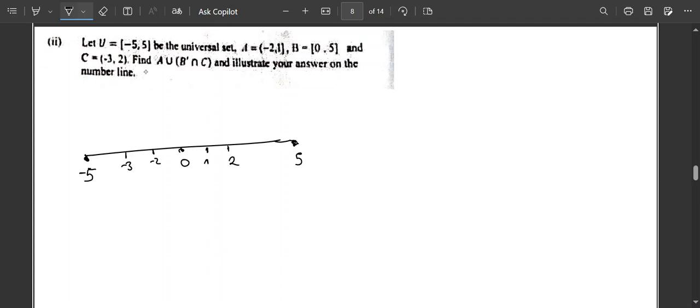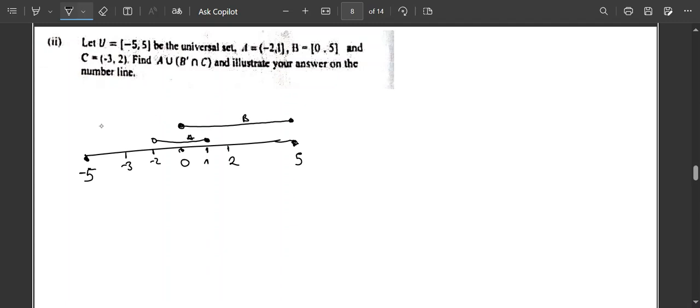I have 2 again. Is there another positive? No, I don't have. So now I can start with A is -2 to 1. So that is my A. Then my B is 0. By the way, 1 is closed for A. Then my B is 0 is closed. Then 5 is also closed. Okay, so this is my B.